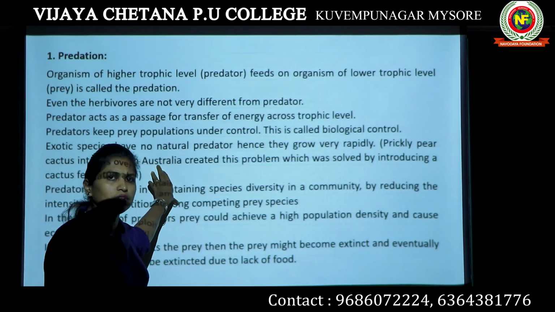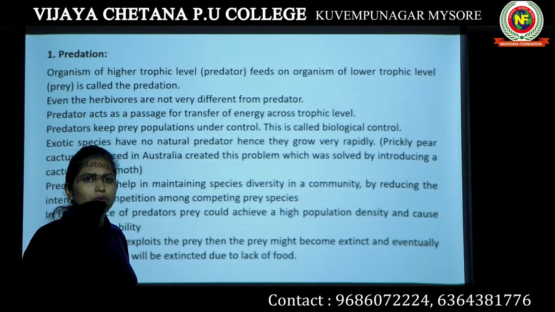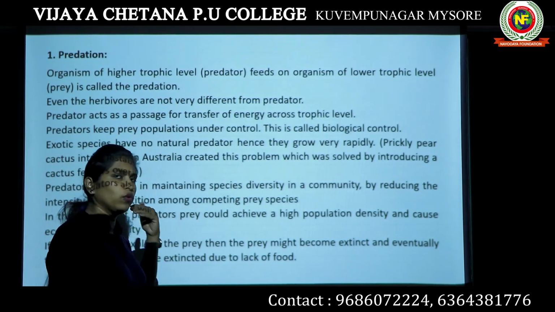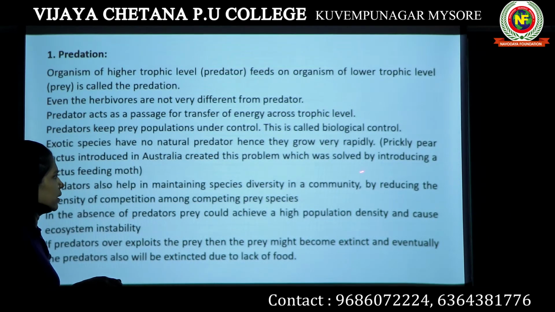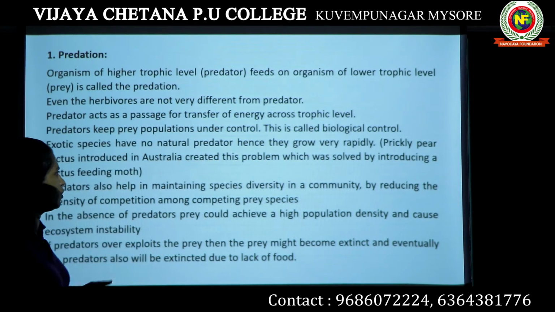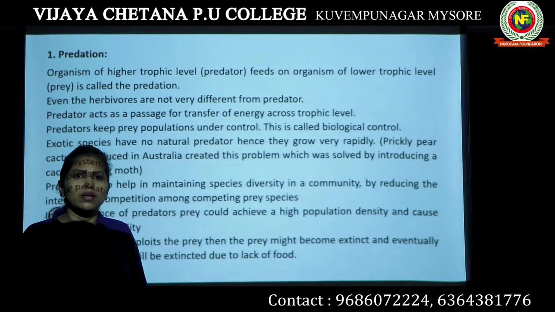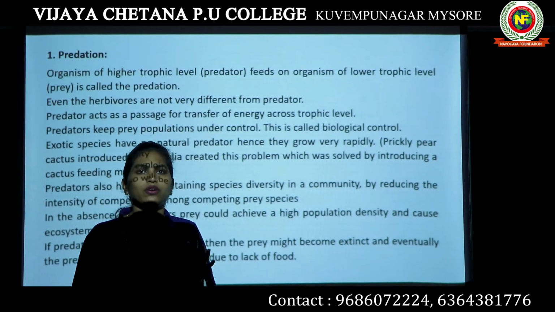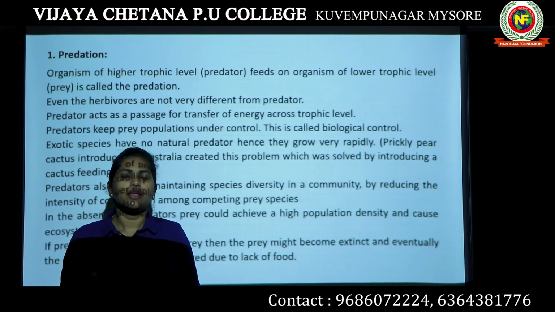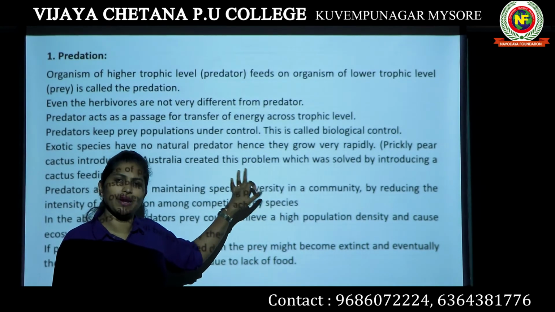Since there were no predators to eat this particular prickly pear cactus, it started spreading. It started spreading in such a way that you could see prickly pear cactus wherever you went in that particular locality. The country people could not control the growth of this prickly pear cactus because there were no predators. I told you, only when there are predators will the prey population be in control. Since there was no predator, it was spreading very rapidly.